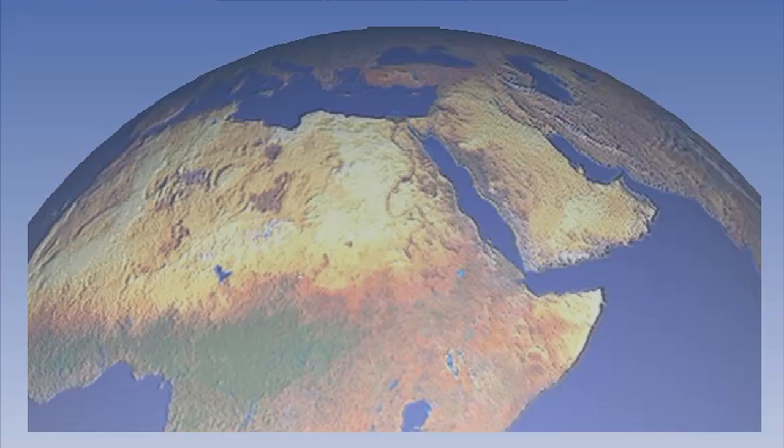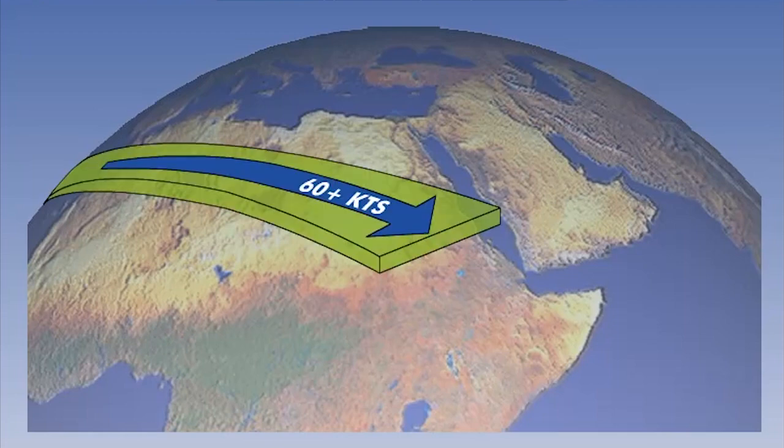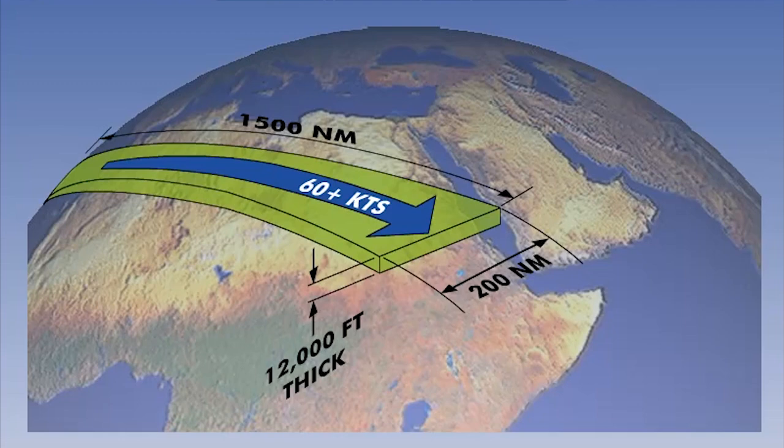In fact, if we look around the Earth and locate areas where cold air and warm air lie adjacent to each other, then we'll most probably find jet streams. Shown here is a typical jet stream, highlighting its approximate dimensions.